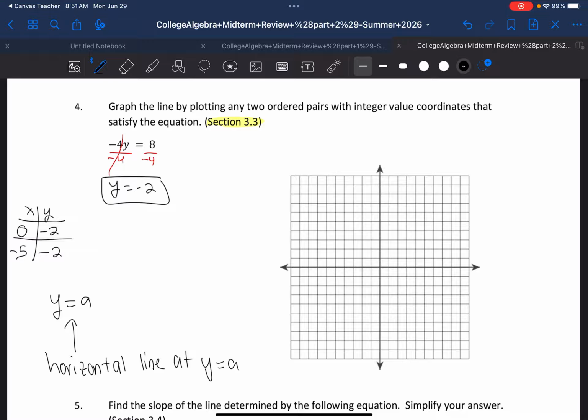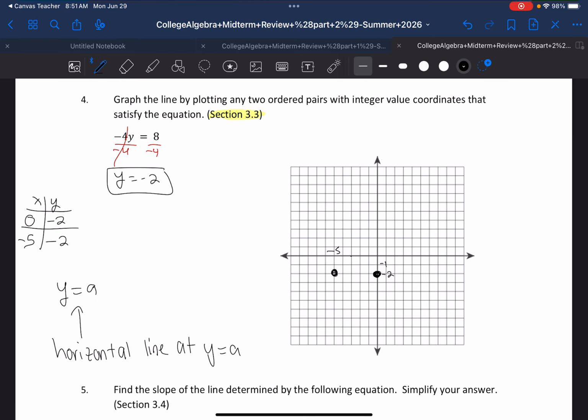So this is at negative 2, so that would be (0, negative 2), that's that point right there. And then (negative 5, negative 2) would be right here. But again, it's just a horizontal line. I just used those 2 points I found right here. But you see that they both line up at y equals negative 2. So that's why it's a horizontal line.